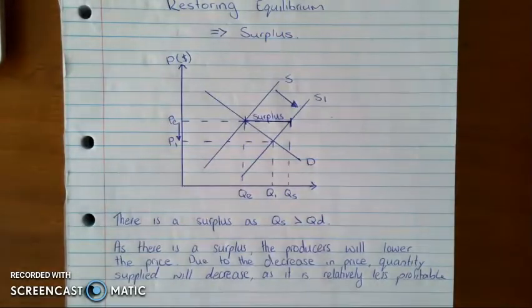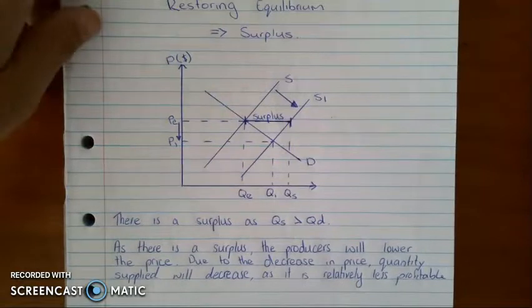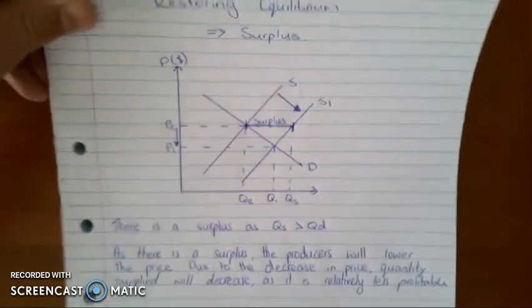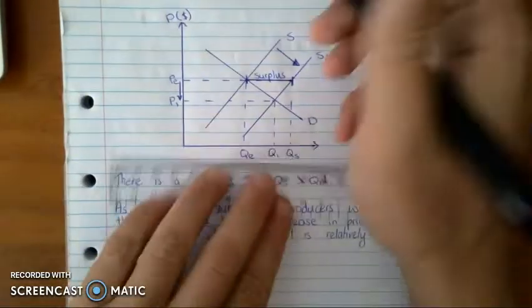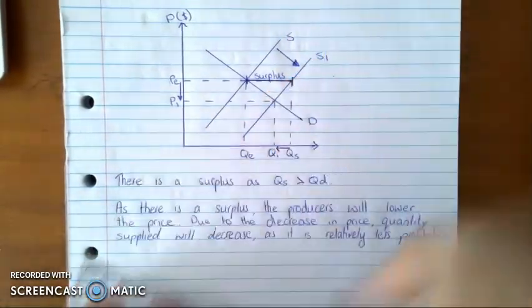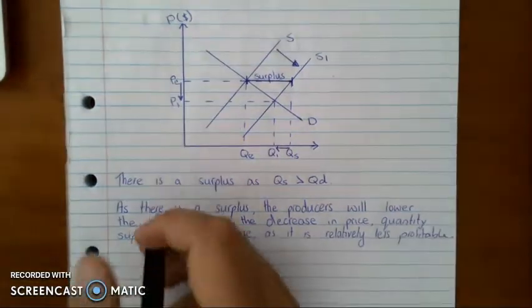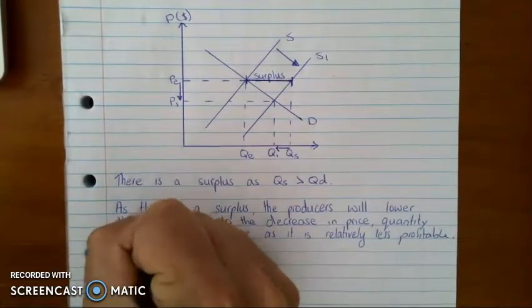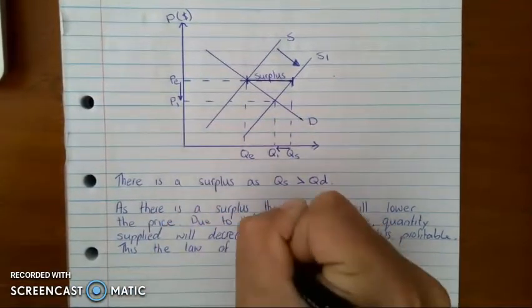Remember, when we talk about the producers, we talk about profitability. The two P's come together, okay? So, now we know at this point here that quantity supplied is also going down. And that will get to Q1. Just remember, this is the law of supply.